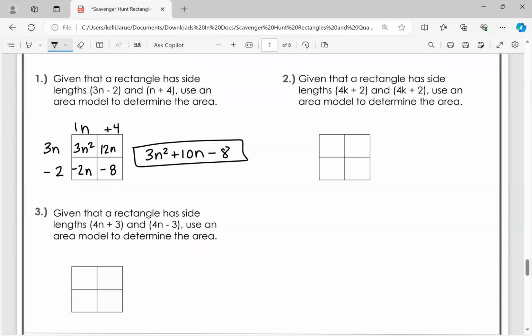Looking at number 2, we have the same scenario except different measures. We've got 4k plus 2 and 4k plus 2. So technically this is a square. Okay, but we have 4k and a positive 2, 4k and a positive 2. So let's go ahead and determine the area of each region and then the overall figure's area.